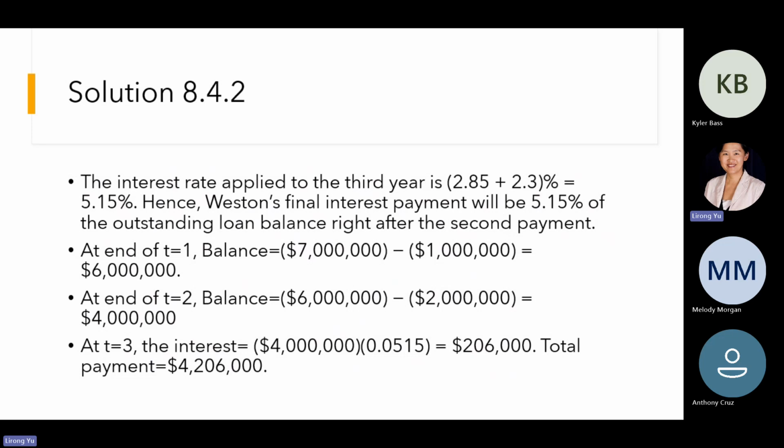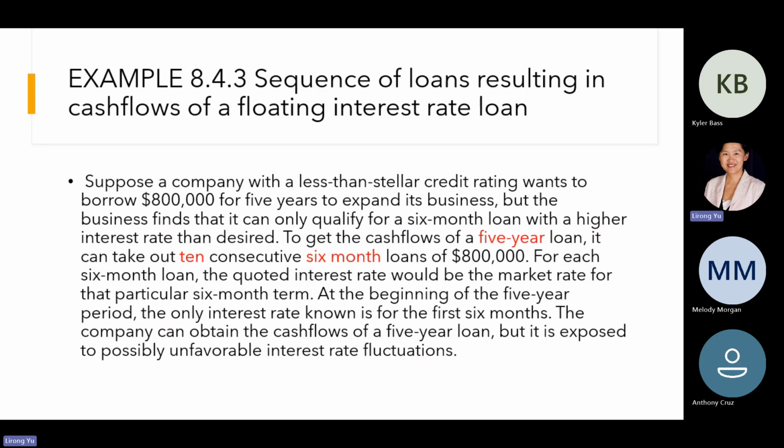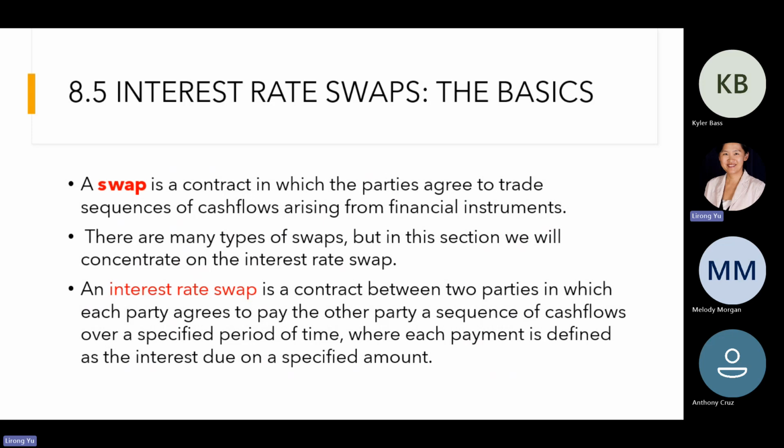Any questions? So these are floating payments because you have to look at the interest rate for that year to determine your actual payment. All right, so let's talk about swaps. We mentioned that a swap is a contract. So what is a swap? A swap is a contract in which the parties agree to exchange a sequence of cash flows arising from financial instruments. Now we're going to focus on one type of swap, which is the one in the FN exam that's referred to most often. We're talking about the interest rate swap.